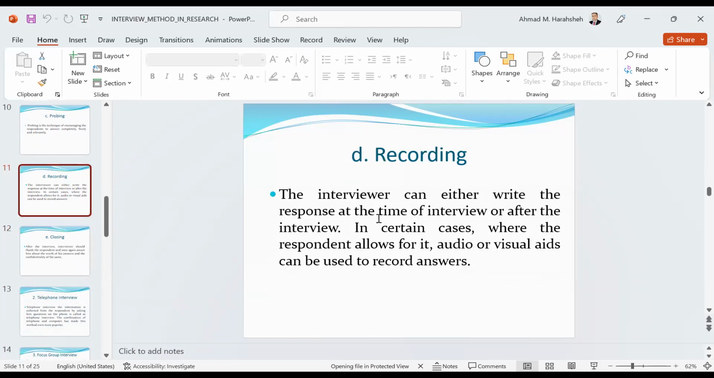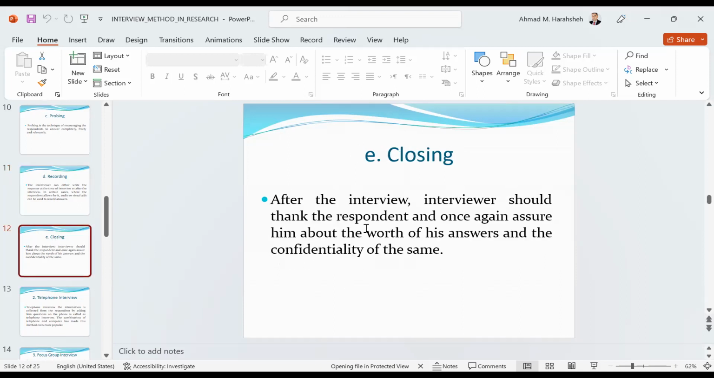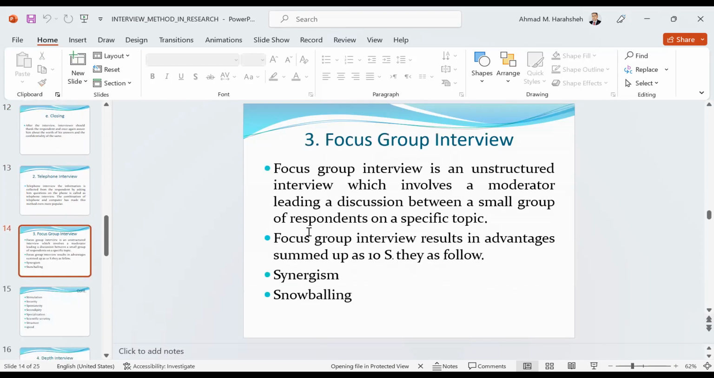في الريكوردينج طبعا the interviewer can either write the response at the time of interview or after the interview. In certain cases يعني where the respondent allows for it, audio or visual aids can be used to record answers. وبدك you have to ask for permission. The closing, after the interview, the interviewer should thank the respondent and once again assure him about the worth of his answers إلى آخره. التليفون انترفيو معروفة شو هي.